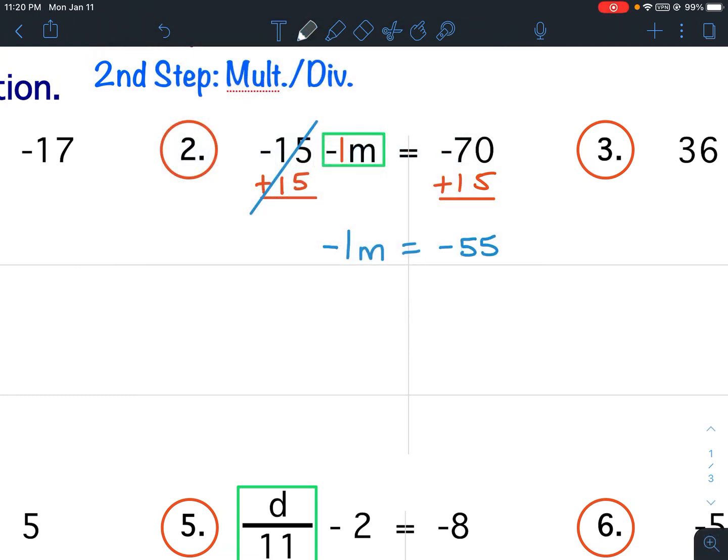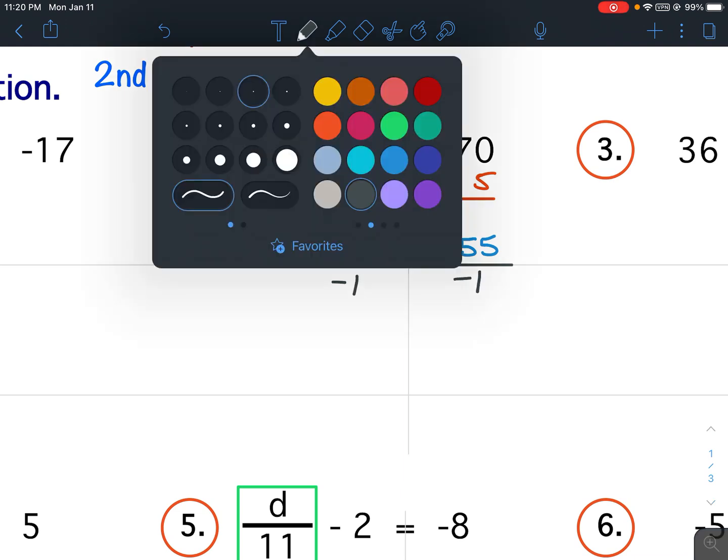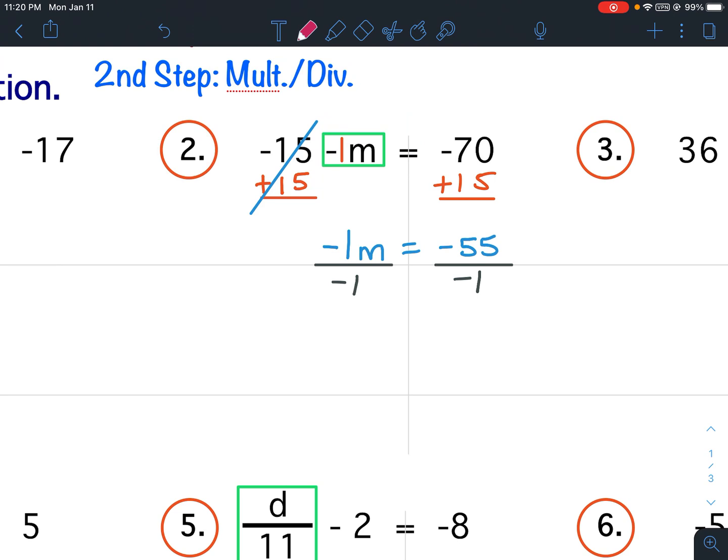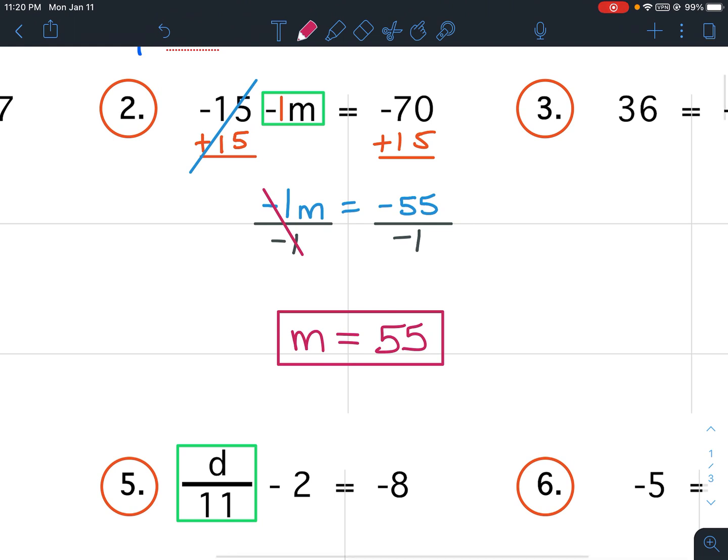Last step, I want to multiply or divide by the number with the variable. In this case, this is multiplication, so the opposite of multiplication is division. So the number with the variable is -1, so I'm going to divide both sides by -1. In step 1, you do opposite signs, but in step 2, you keep the sign of the number. So m equals negative divided by a negative is +55. Pause your video, get all of that written down.